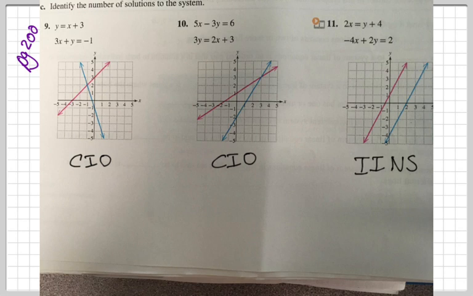These two, 9 and 10, are CIOs. So if we look at this in the book or here, what would be the solution? We know there's one solution. What is it? -1, 2. You actually have to write down that ordered pair. So if you look at number 10, what is the solution? Oh, 3, 3. I can't make it larger, but you should have a book in front of you.